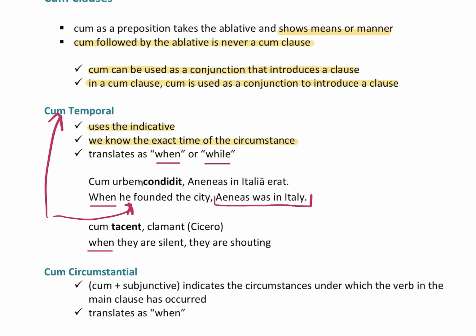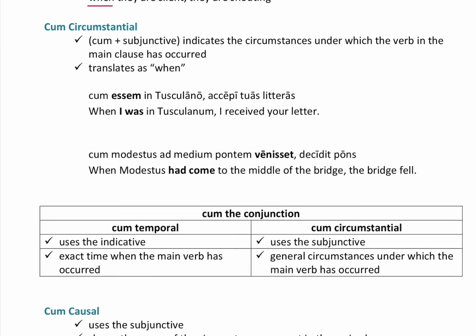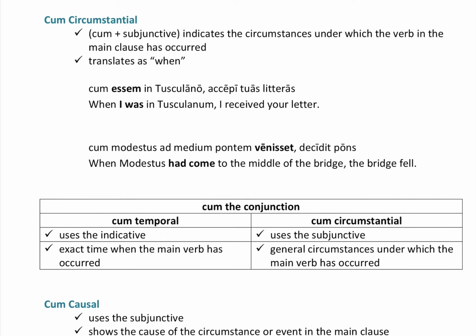Okay, here's another cum clause called the cum circumstantial. And your book calls it part of the cum temporal, just so you know. And what it is, is the cum plus the subjunctive. Now, it indicates the circumstances under which the verb in the main clause has occurred. What are the circumstances that are going on? So we start with the cum. Cum essem. Here we have our subjunctive, and it translates as when.